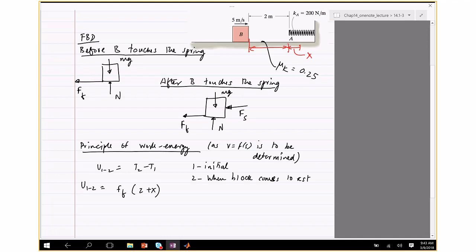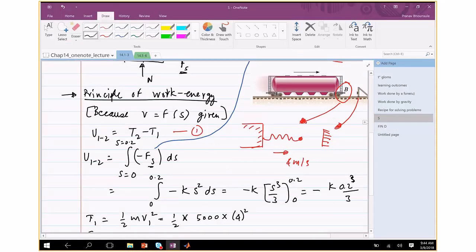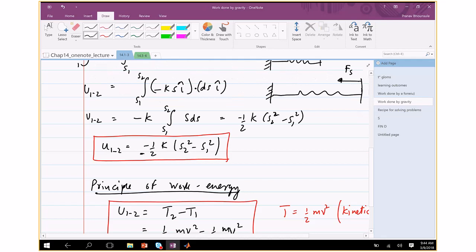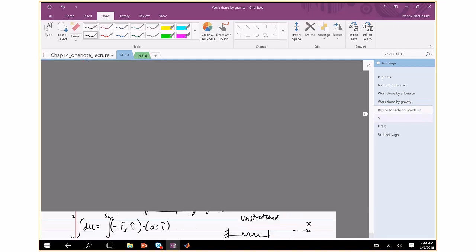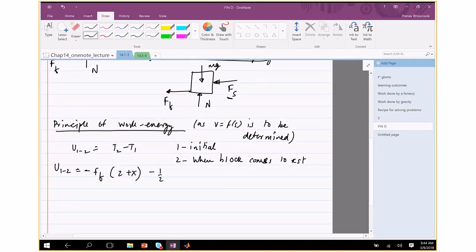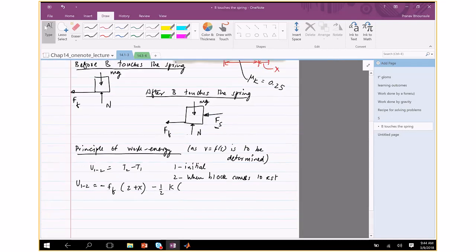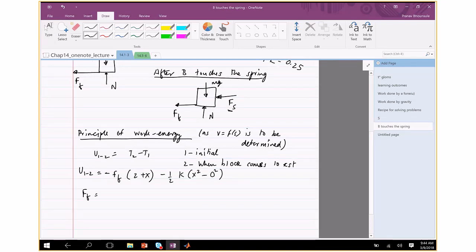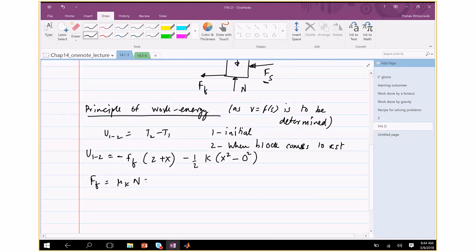Okay, how is the force acting? The friction force is acting to the left. What's the displacement? To the right. So since F is opposite to the direction of x, we have a negative for the work done. The spring is also acting to stop the block, right? So the work done due to the spring was derived earlier. It's negative half k (s2 squared minus s1 squared). I'm going to use the same formula here: minus half k, in this case s2 is x, and the initial displacement is 0, so it's 0 squared. We know that Ff is mu k times N, but N is mg, so mu k mg.